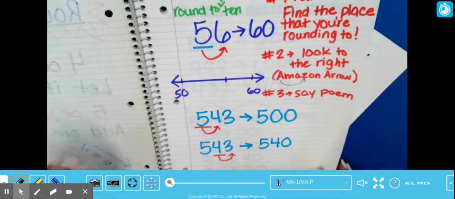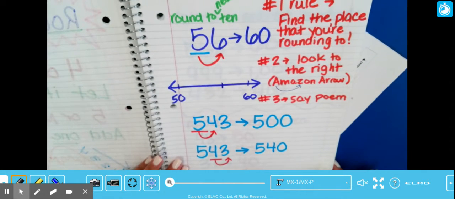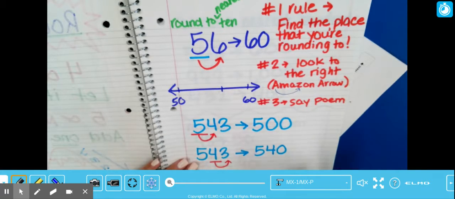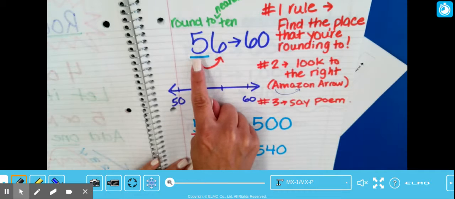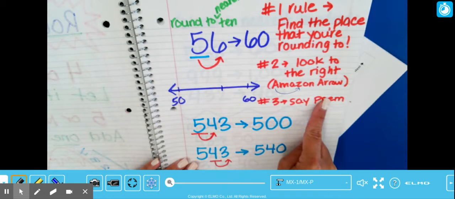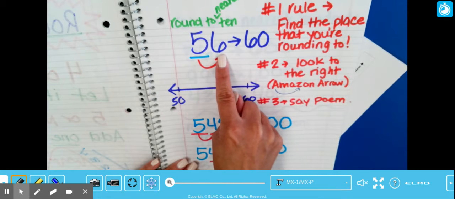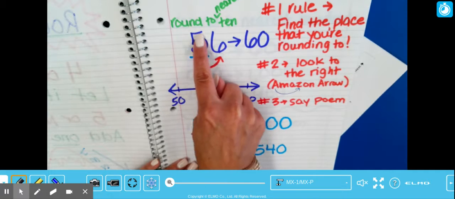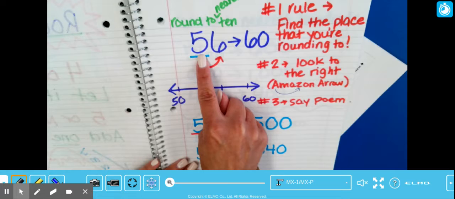We did a little rounding notes one day where we talked about the rules of rounding. We also came back to that yesterday. If we're rounding to the nearest 10, first we need to find the place that we're rounding to, look to the right, say our little poem, 5 or more, add 1 more, 4 or less, give it a rest. And we learned that the target digit is the one that we're doing it to, so either adding 1 or leaving it alone.